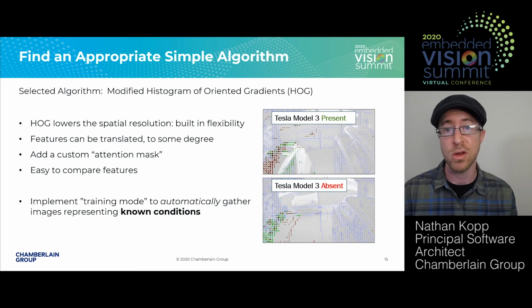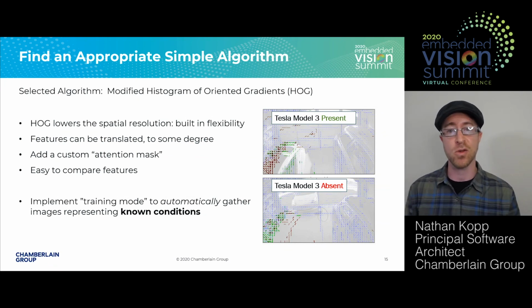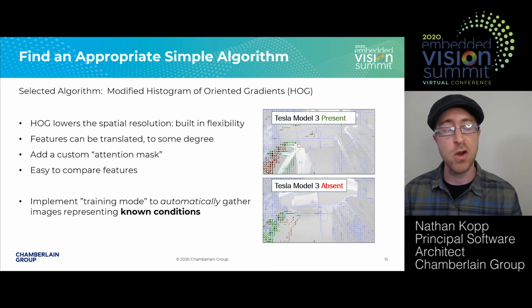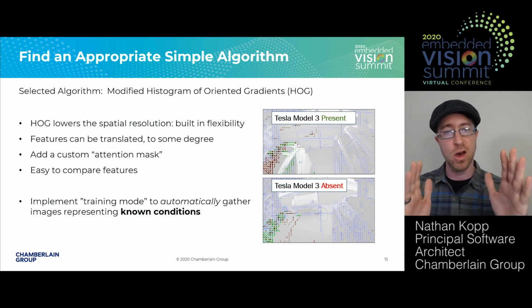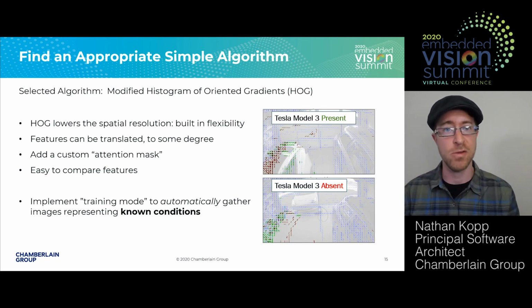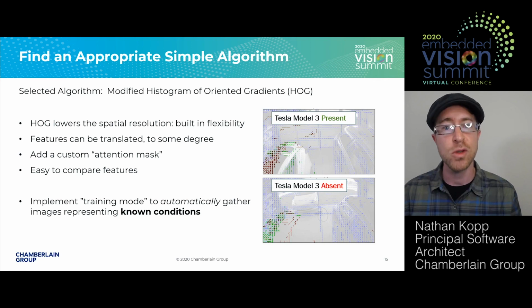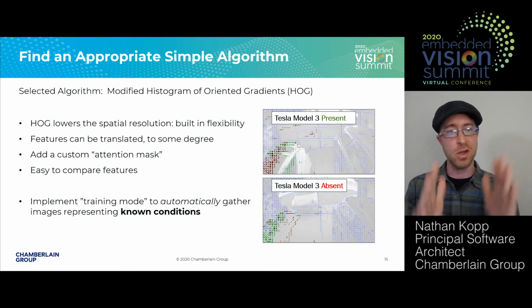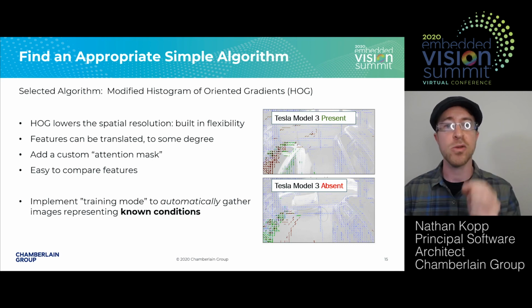that we chose. We selected, for now at least, a modified histogram of oriented gradients. Very common algorithm in computer vision. We like it because it lowers the spatial resolution. This has a couple benefits. One, after the HOG is generated, any remaining parts of the processing pipeline have less processing work to do, but also it gives us some flexibility. If that car moves a little bit from one side to the other, the output vector is very similar.